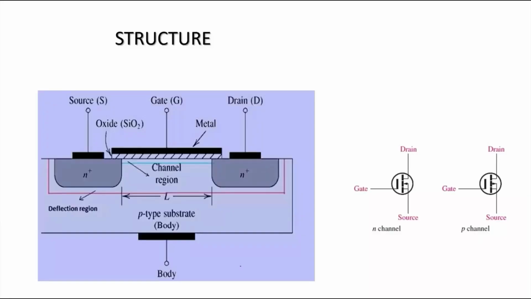We have discussed MOS and the inversion region of operation, so it is easy to understand MOSFET. MOSFET is simply metal oxide semiconductor field effect transistor. If the substrate is p-type, then it is known as n-channel MOSFET. If the substrate is n-type, then it is known as p-channel MOSFET. Here we can see the symbols of the n-channel and p-channel MOSFET.